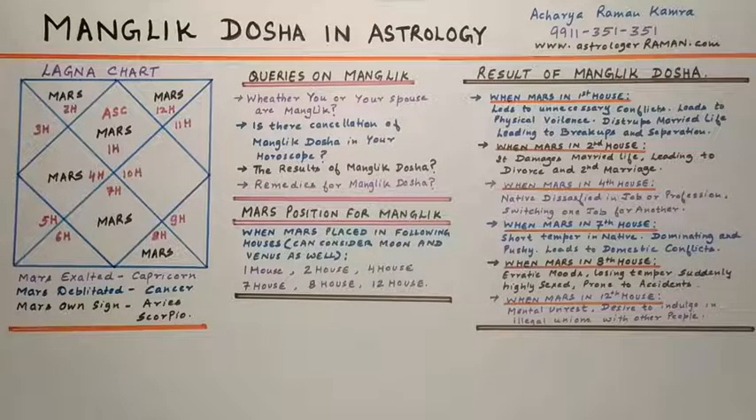It will create a very short temper in the native when Mars is placed in the 7th house. She or he will be dominating, pushy, and impose their opinions on others in the family, leading to misunderstanding and domestic conflicts.